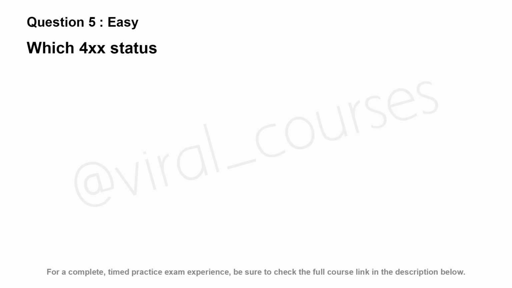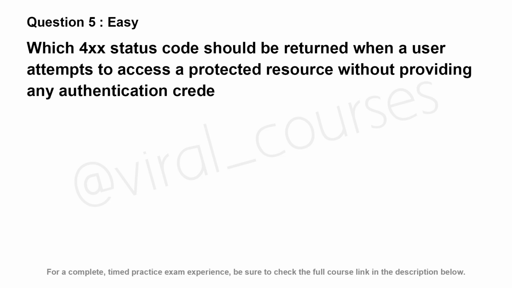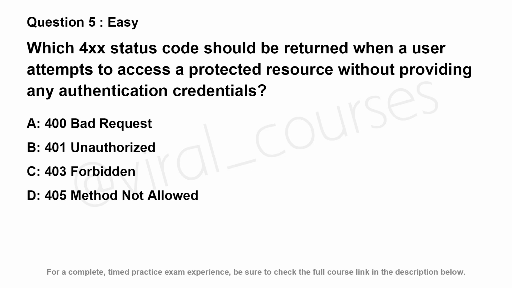Which 4xx status code should be returned when a user attempts to access a protected resource without providing any authentication credentials? Option A, 400 Bad Request. Option B, 401 Unauthorized. Option C, 403 Forbidden. Option D, 405 Method Not Allowed.